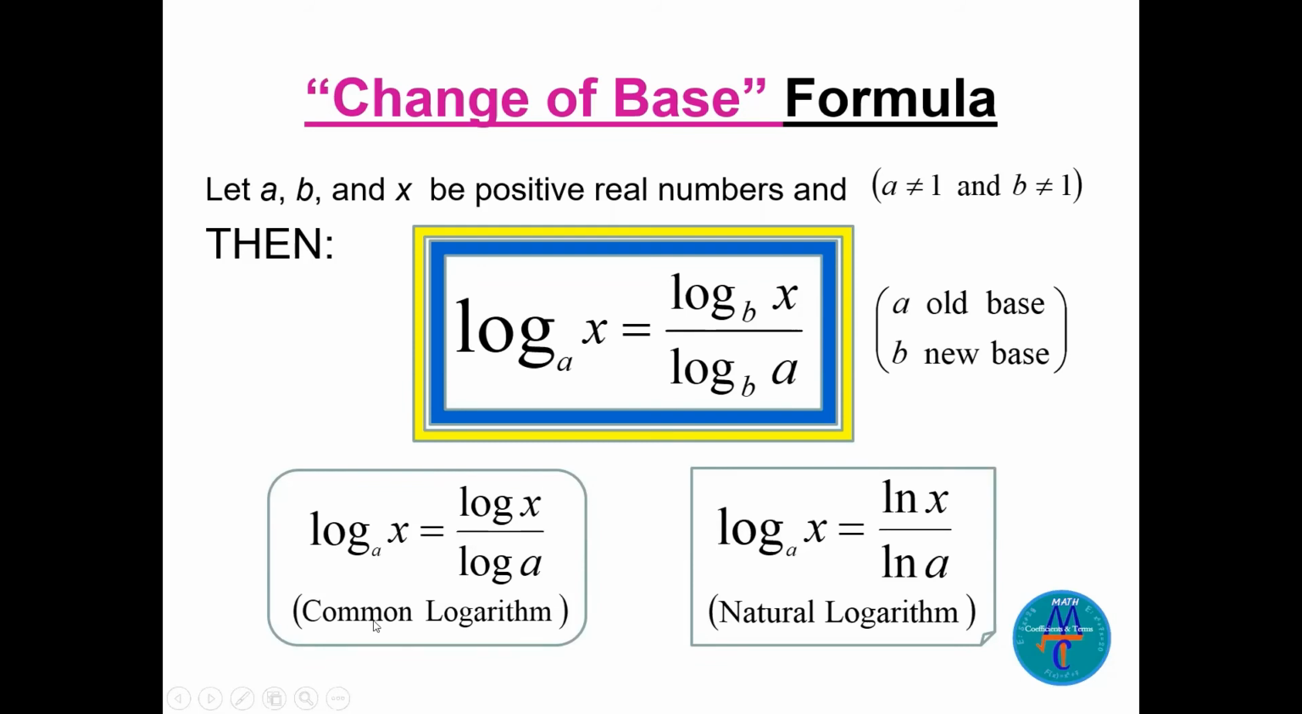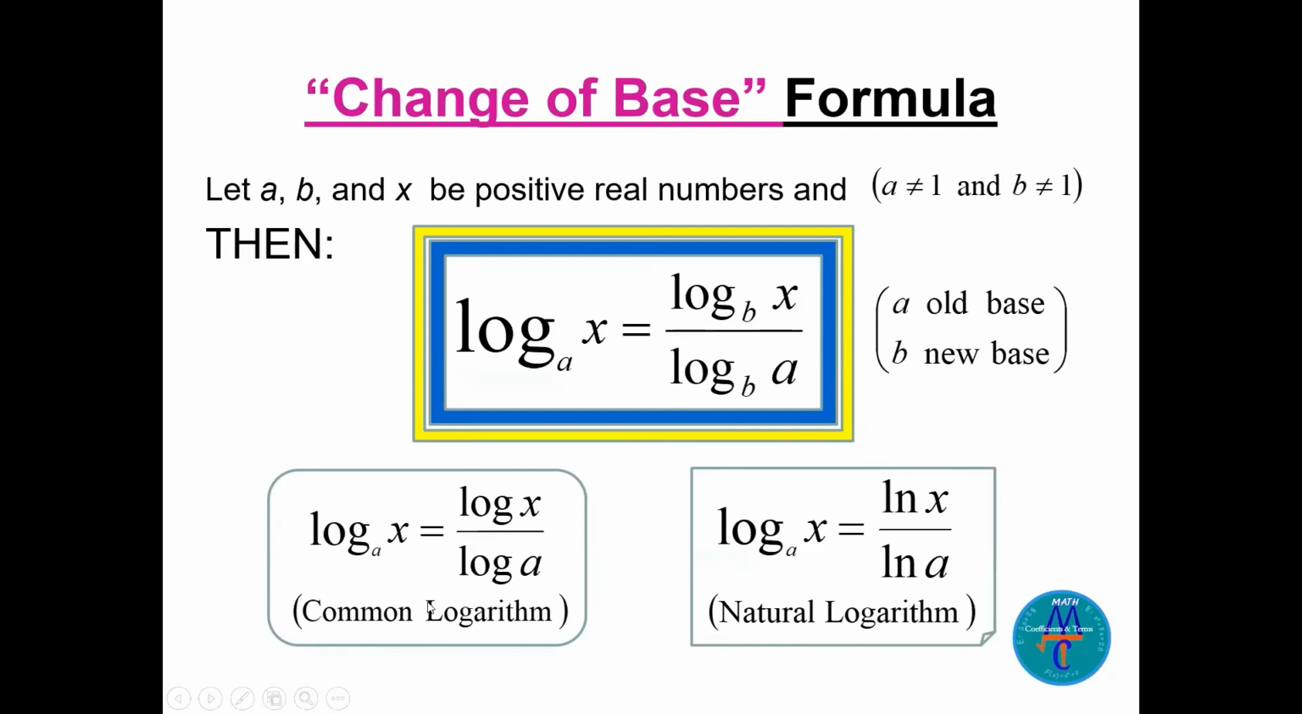Here we have log base a is the old base. We need to change it to common logarithm, which is base 10. So I can write directly log of x, see, I don't write the 10 here, divided by log of a. So b is the 10 in this case. Here we have natural logarithm base e. So we don't write log base e, we write ln of x divided by ln of a. This is changing to base e, and this is changing to base 10. You can change it to any base.